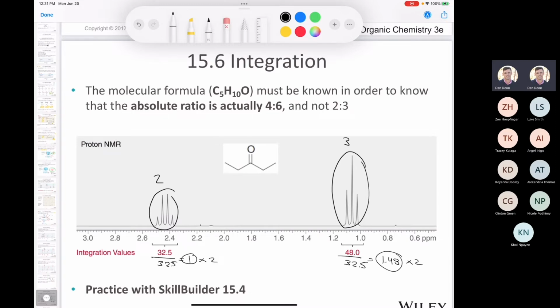But we know that it's actually not 2 to 3. It's some multiple of that. It's actually 4 to 6. Okay? Again, it just gives you the relative ratios of the numbers of protons.